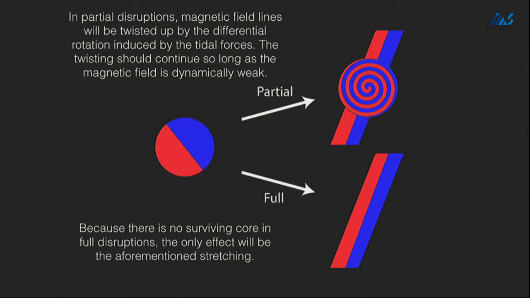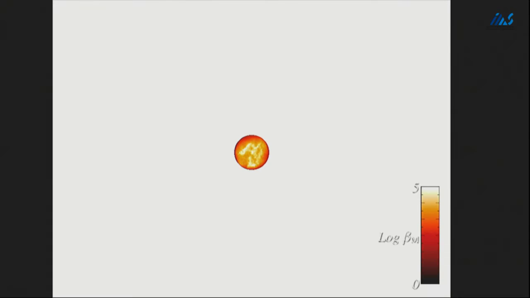Okay, so just a schematic showing this. In a partial disruption, that core is twisting around. It's pulling in matter from those two arms that are accreting onto the core, and it ends up giving you a very tangled, twisted field. For the full disruption, it's pretty boring. It just stretches and takes the field and exaggerates it in that direction.